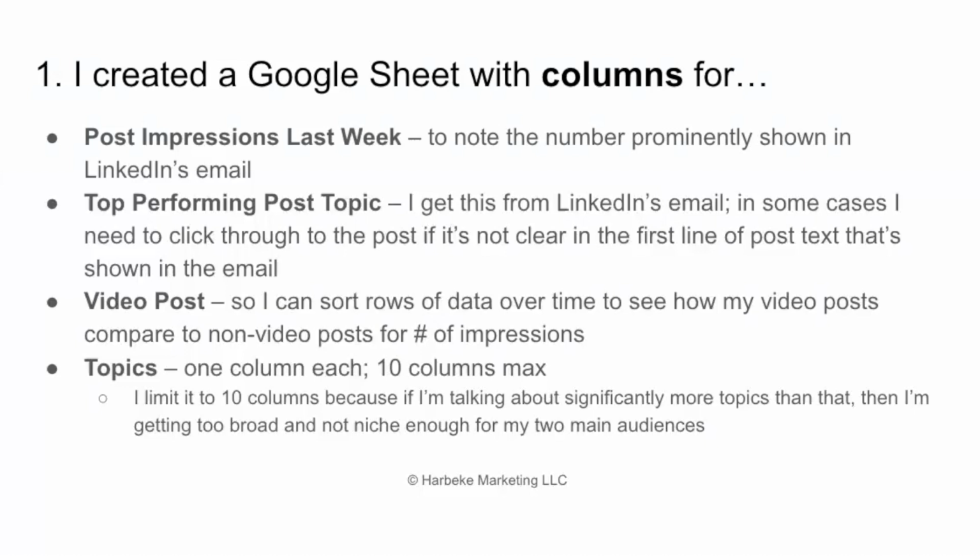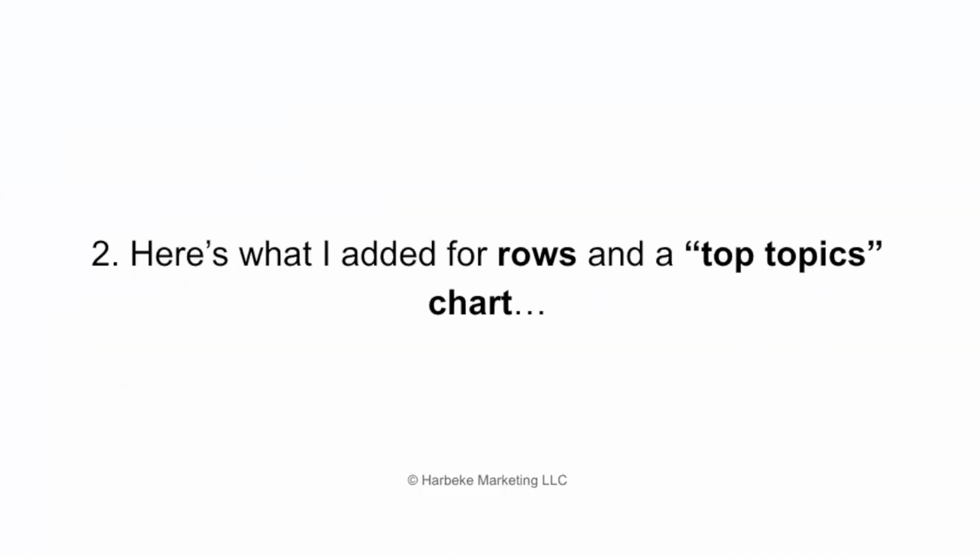I also created a column to note which of my posts on LinkedIn are video posts versus non-video posts. And then topics. The way that I do it, one column each per topic, 10 columns max. I limit it to 10 columns because if I'm talking about significantly more topics than that, then I'm probably getting too broad and not niche enough. In my case, I have two main audiences, so I don't want to get too crazy where it's not related to either of them.